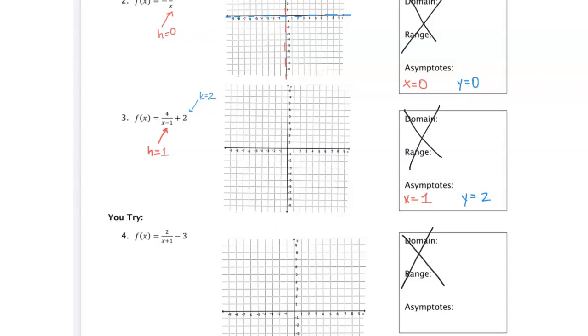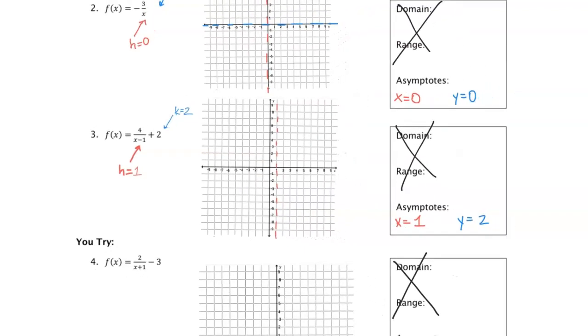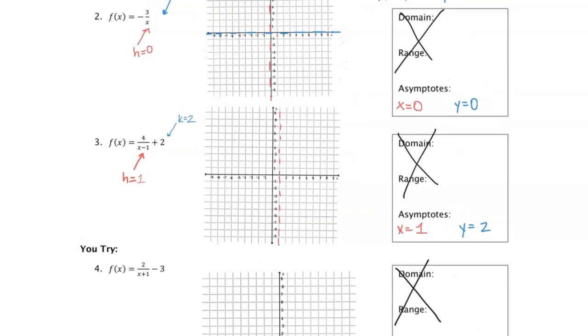Let's graph them. x equals 1. On the x-axis, we're looking for 1 on the x-axis. 1 on the x-axis is here. So therefore, we will have our vertical line going through 1 on the x-axis. Okay. And then y equals 2. We're looking for 2 on the y-axis. 2 is here. So we'll have a horizontal line going through 2. And we're done with that one.